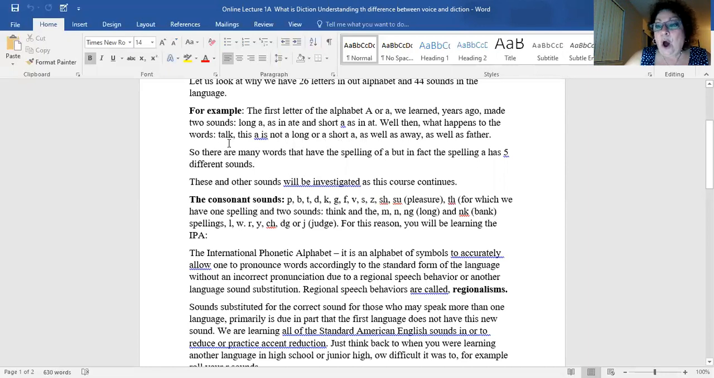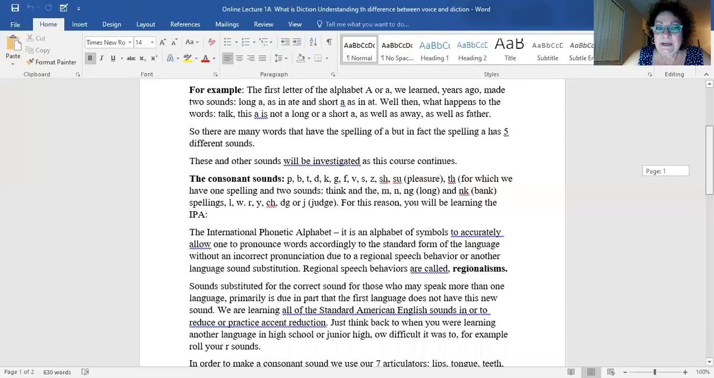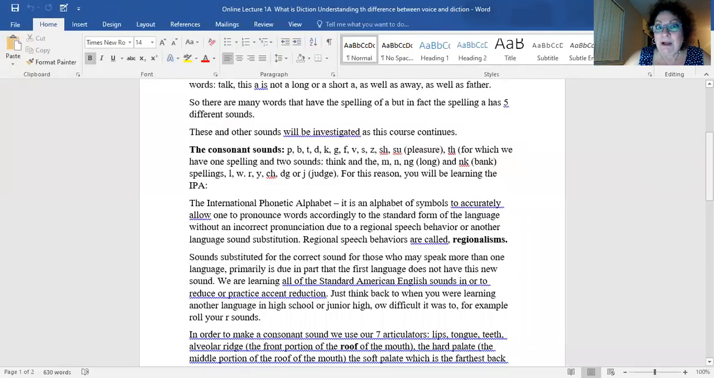But what about the other sounds that A has? Like talk, it has aw. What about away, father, ah. So it has 5 sounds. So now you can see how the 26 letters in the alphabet make more sounds than what we know. So the phonemes, the smallest unit of sound, are called phonemes.